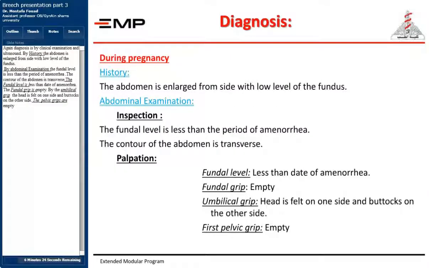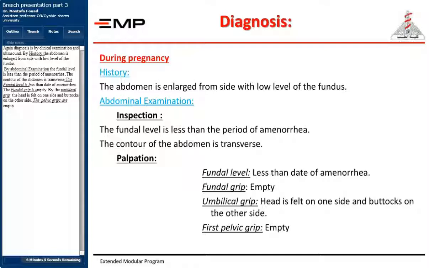Again, diagnosis is by clinical examination and ultrasound. By history, the abdomen is enlarged from the side with a low level of the fundus. By abdominal examination, the fundal level is less than the period of amenorrhea. The contour of the abdomen is transverse. The fundal level is less than the date of amenorrhea.